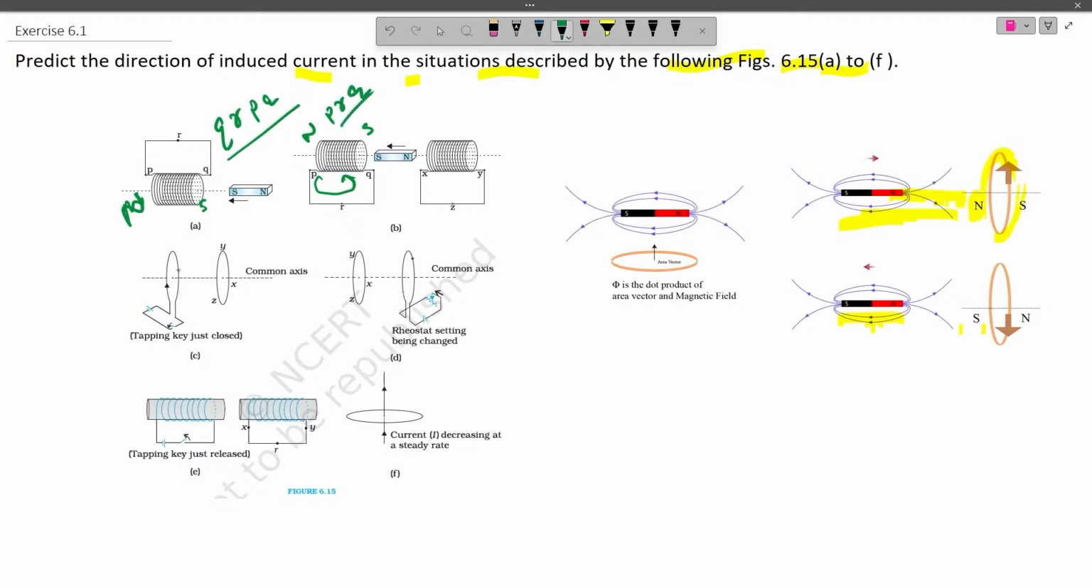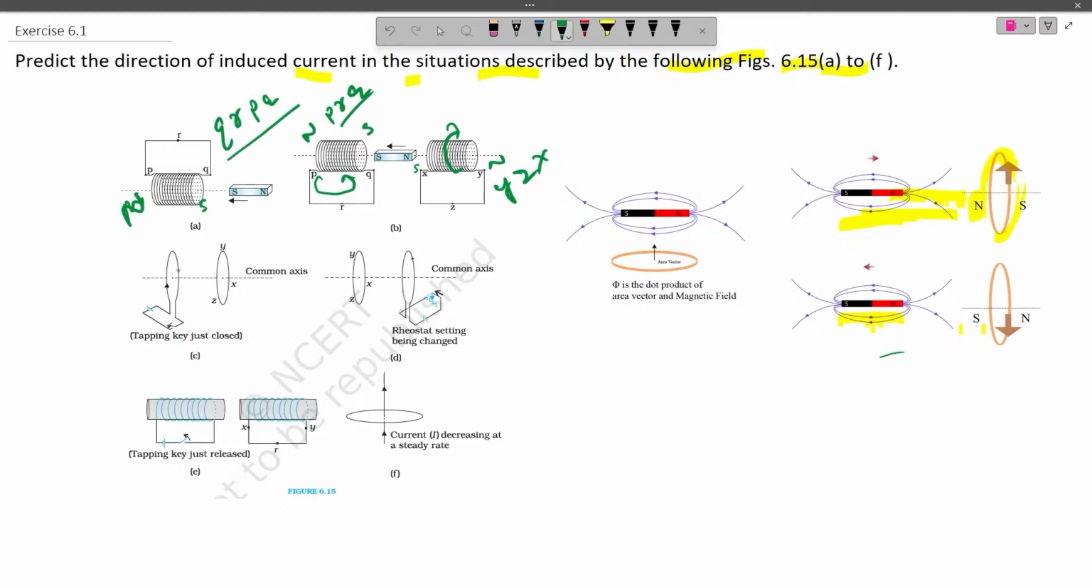In this circuit, since the north pole is moving away from this coil as in this diagram, a south pole will be created over here. So in order to create the south pole over here, a north pole must be created over here, and applying the right hand thumb rule, the current will be in the anti-clockwise direction in this circuit, which means that the current will flow from Y, Z and X. Let's move to the next figure.